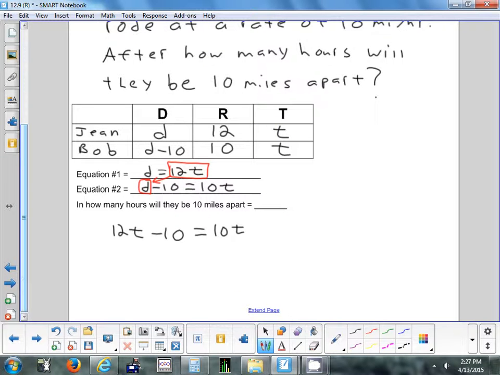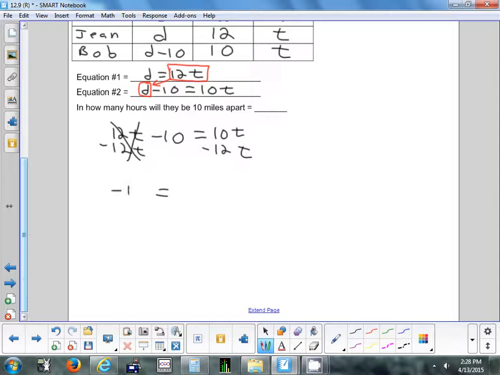Okay, two steps left. Yeah, I would minus 12T on both sides. What's 12T minus 12T? Cancels. What do you have on the left-hand side now? Negative 10. What's 10 take away 12? Negative 2. Negative 2T. Now, if you look ahead a little bit, we're hoping that these negatives cancel out. If they don't, we're going to end up with negative time, and that's not good. If you end up with negative time, negative distance, or negative speed, something's wrong. Check your arithmetic.